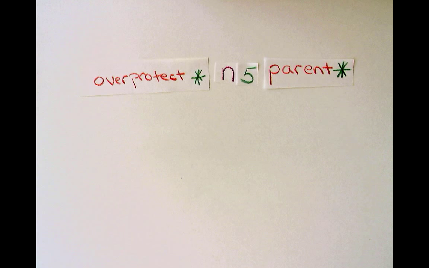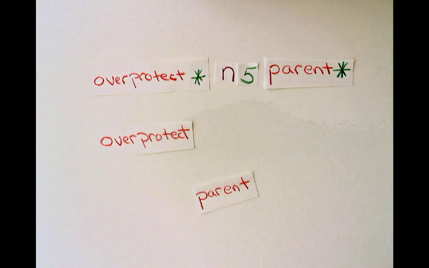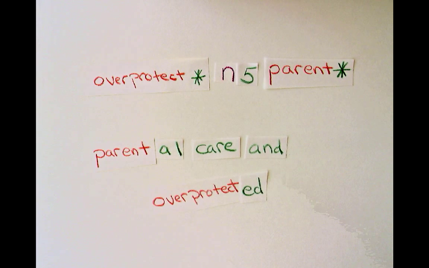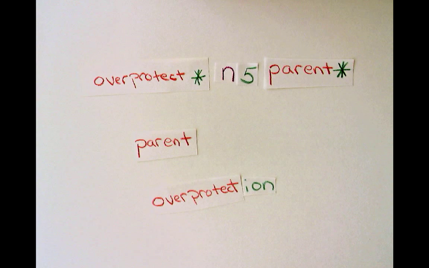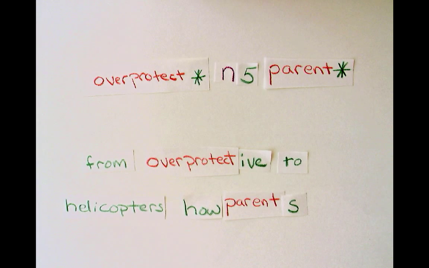Putting this truncated word back into our search statement, the string becomes overprotect asterisk, N5, parent asterisk, and retrieves texts that say overprotected children of nervous parents, parenting styles, overprotecting, parental care in overprotected children, parental overprotection, maternal overprotection in parent-child relations, from overprotective to helicopters, how parents, and more.